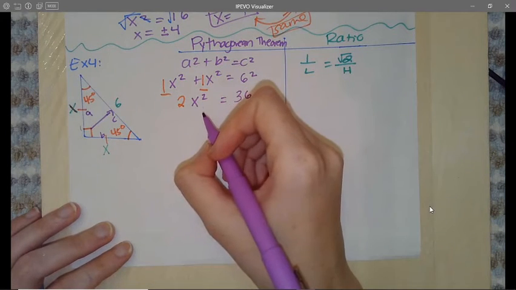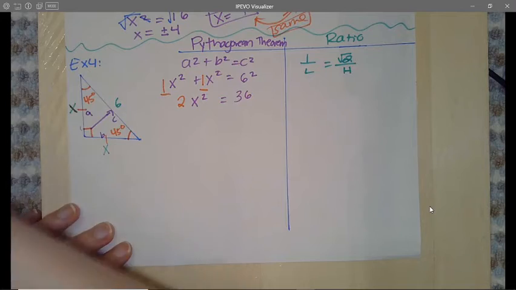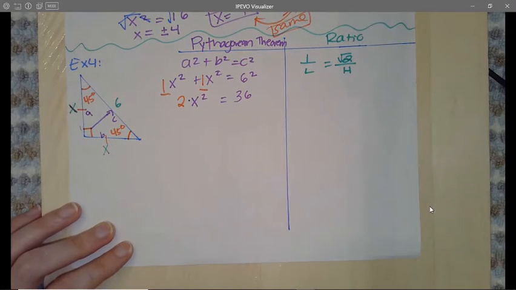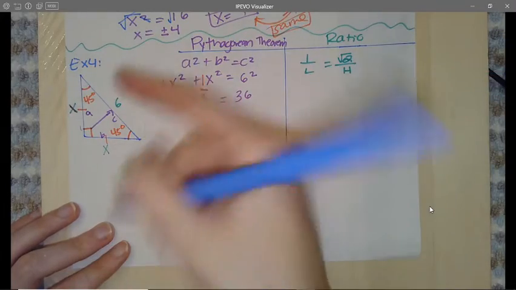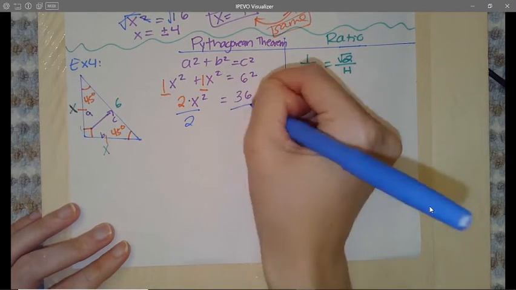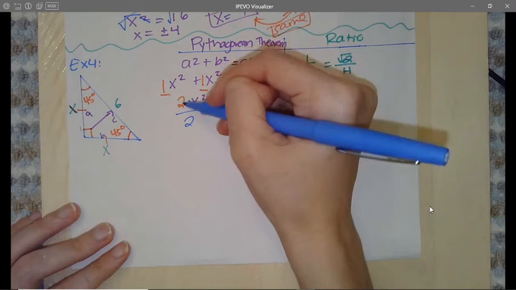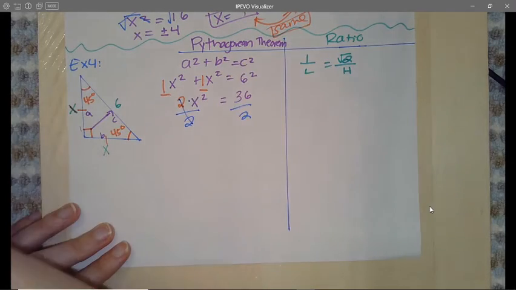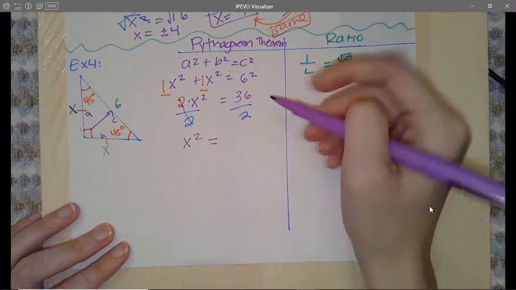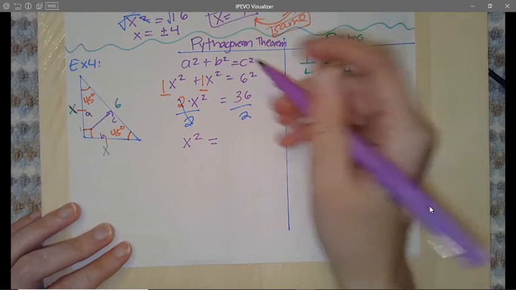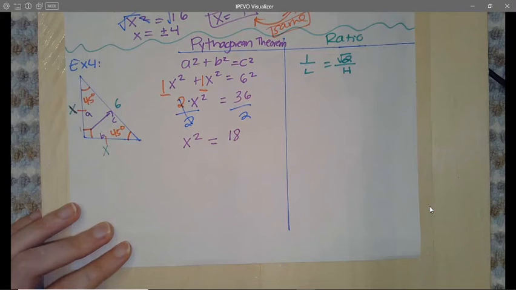Alright, I need to get x by itself. Currently, that 2 is getting in the way. Since the 2 and the x are secretly multiplying, the way that I move 2 to the other side is by dividing that bad boy on both sides. 2 divided by 2 will cancel and turn to 1. So I'm left with 1x squared, or x squared, equals 36 over 2, which is 18.